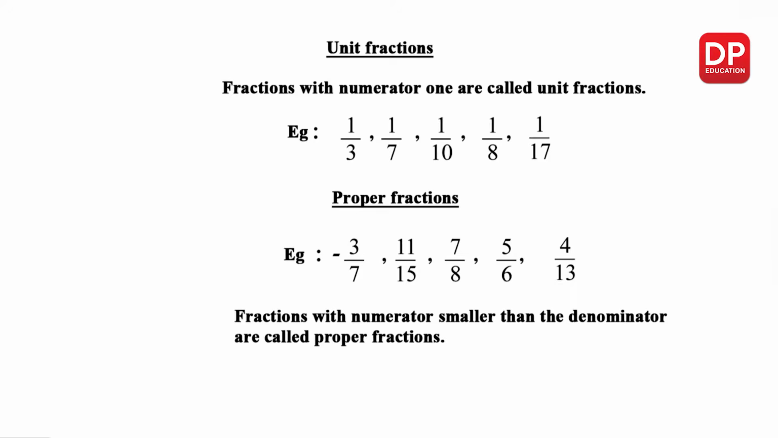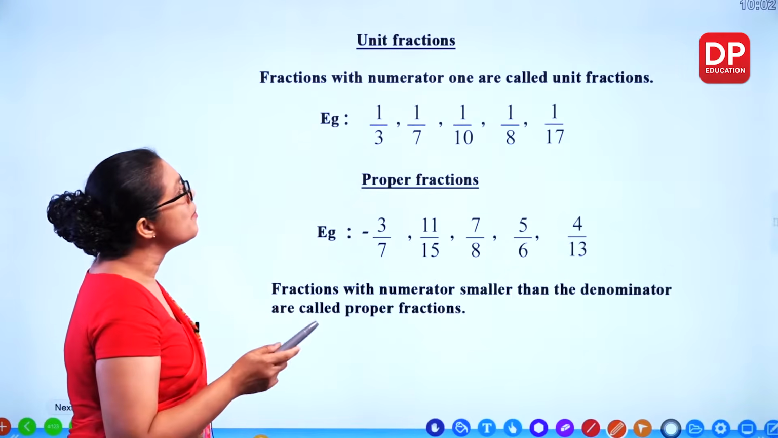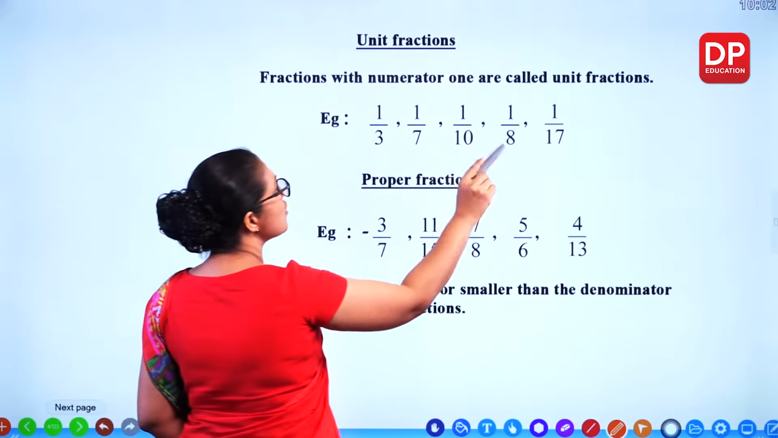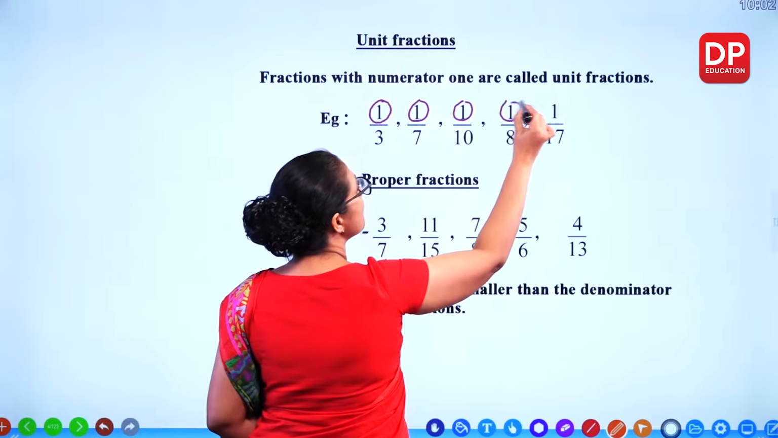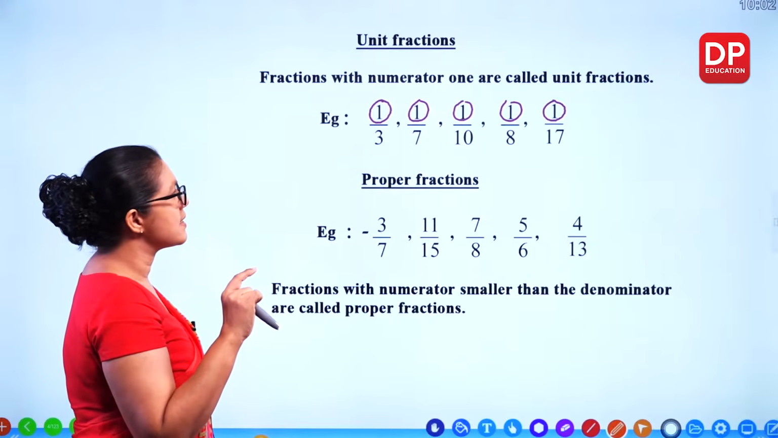What does unit fraction mean? Fractions with numerator 1 are called unit fractions. Look at these fractions. All the numerators are 1. So those are unit fractions.